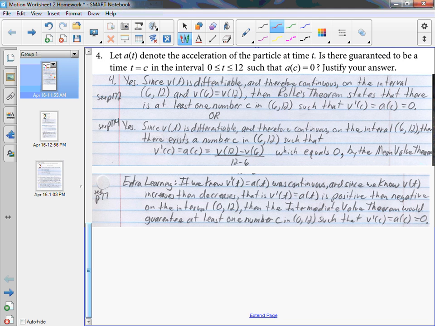And a little extra learning. If we knew that v prime of t equals a of t was continuous, and since we know v of t increases then decreases, that is, that v prime of t is positive and then negative on the interval from 0 to 12, then the intermediate value theorem would guarantee at least one number from 0 to 12 where v prime, the derivative, equals 0.